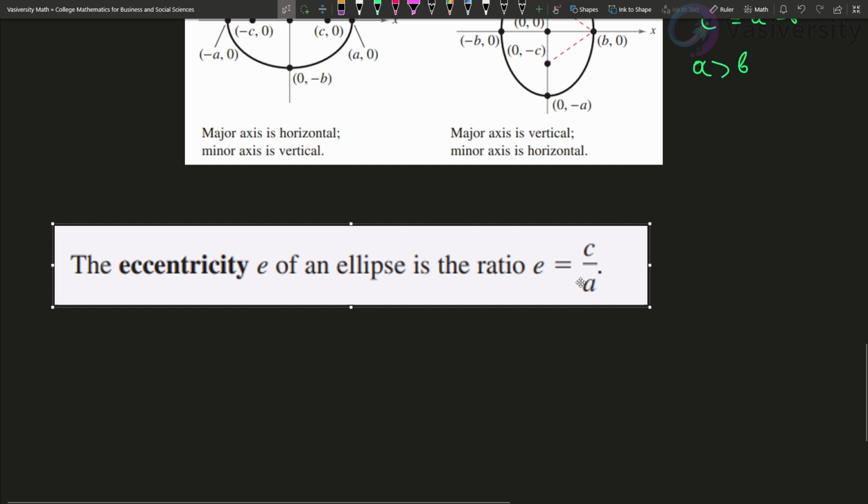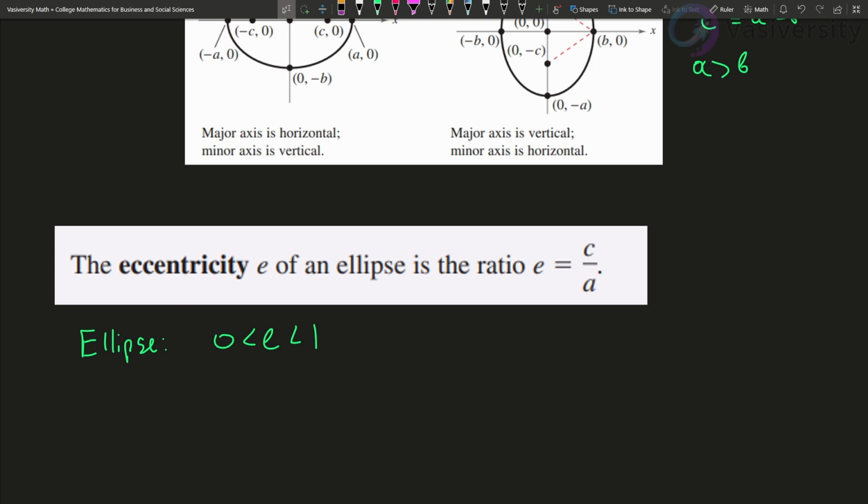So every ellipse must have some sort of eccentricity, and that value will be between 0 and 1. If it's 0, it is nearly circular. For a perfect circle, it is 0. For a very elongated ellipse, it's going to be very close to 1. So for the circle, it's essentially 0.